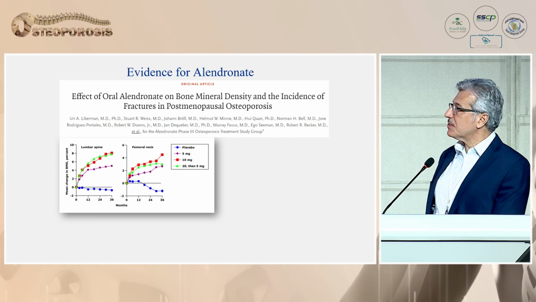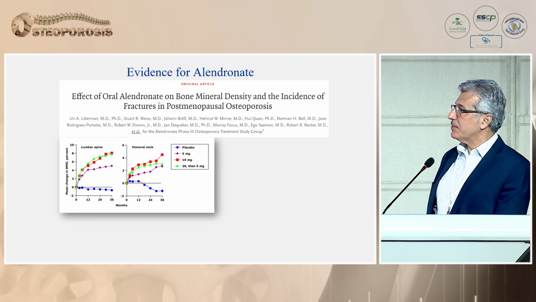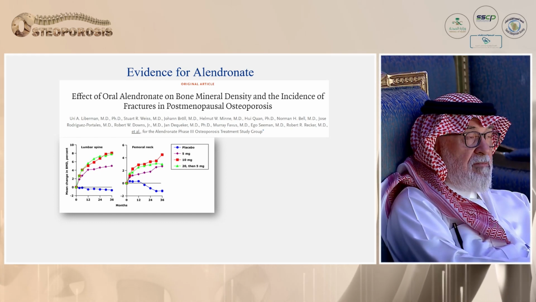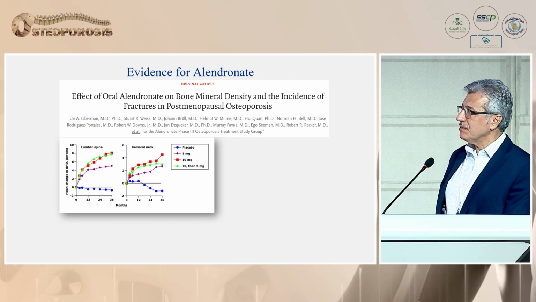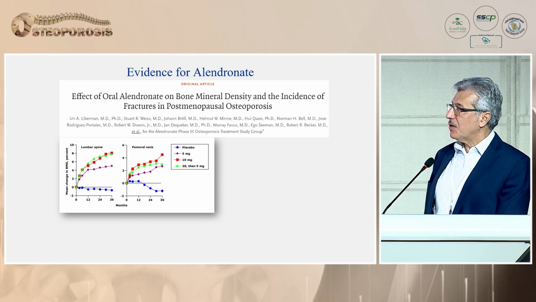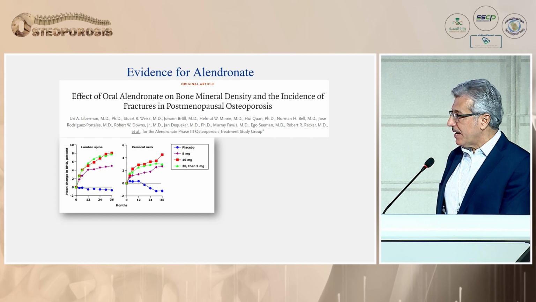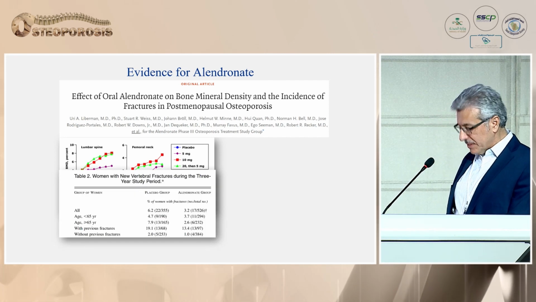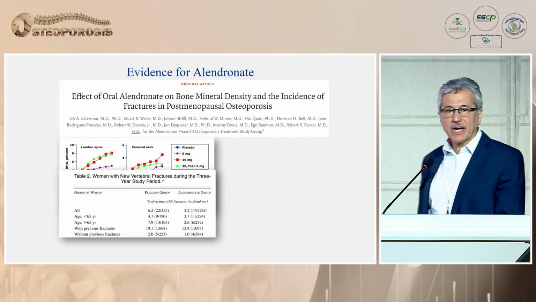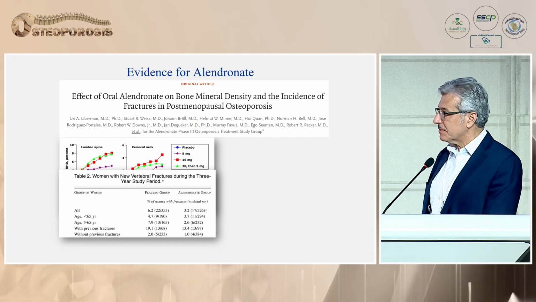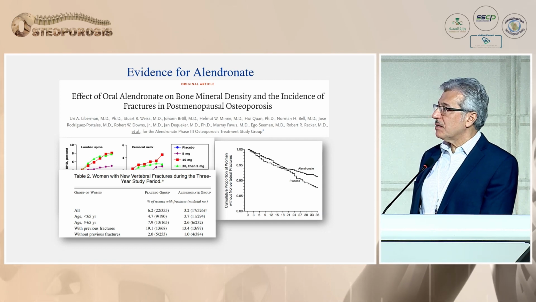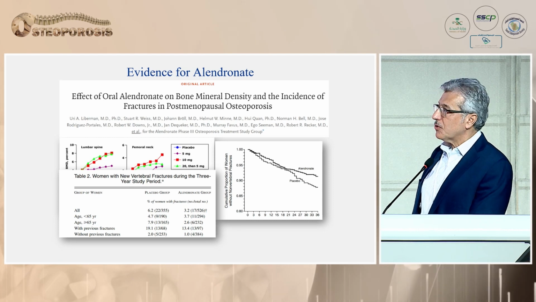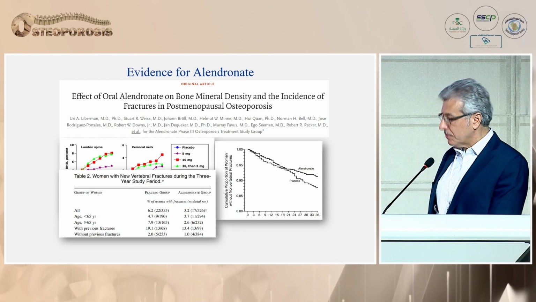Now, this is the original study showing oral alendronate in a 3-year study, improving lumbar spine BMD by almost 8%, and the femoral neck by about 4 to 5%. Now, of course, there were also fracture data, and the data showed that it decreased vertebral fractures by almost 50%. For non-vertebral fracture, the decrease was less, in the range of about 30% or so.